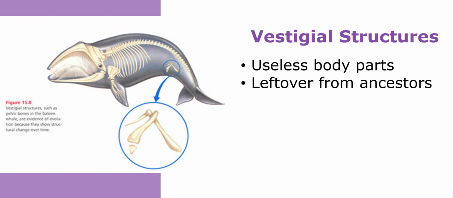Humans have an appendix, which basically exists to make you sick, because if they get infected, you could get really ill. They have to be removed. But the appendix doesn't really serve very much purpose in a human these days. These are vestigial structures.